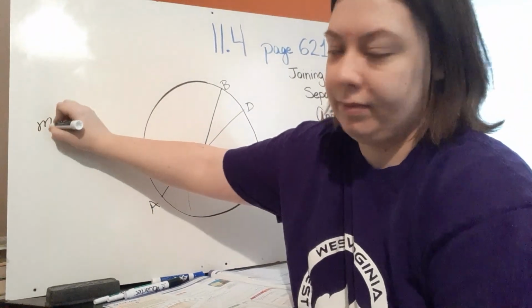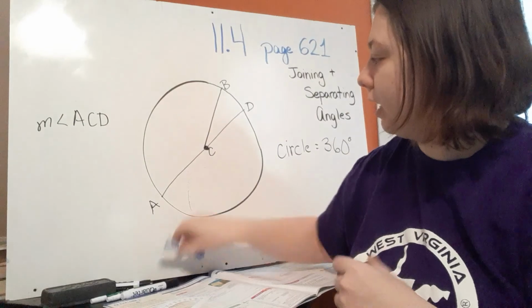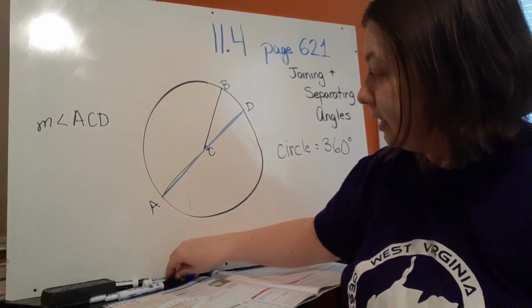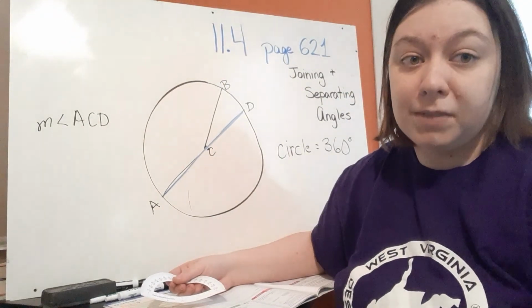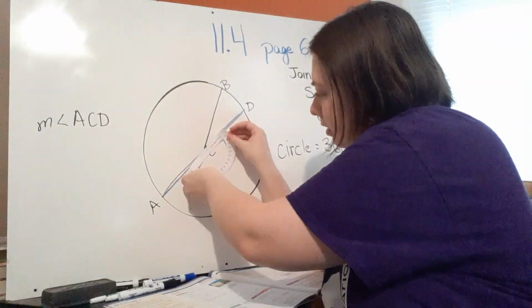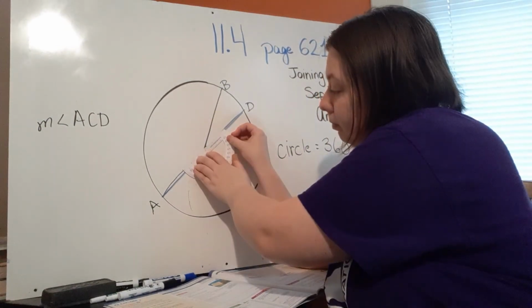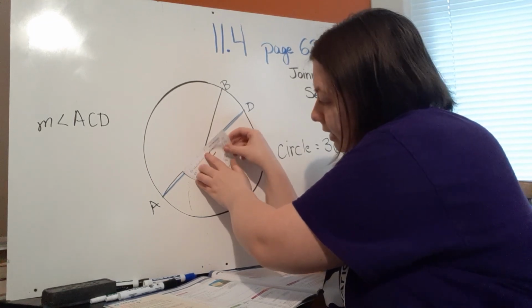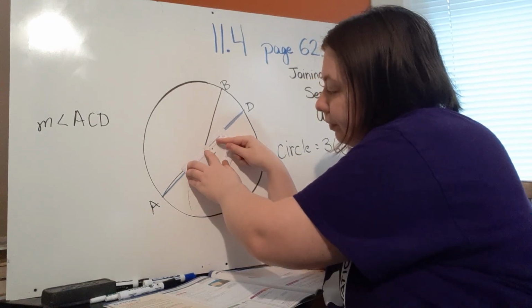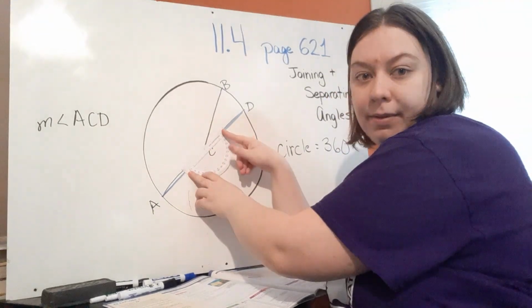ACD. Measure of angle ACD. So again, I'm going to kind of show this one in blue. So my vertex is really C because that's my center point. And what you can see is I'm lining up that hole against the vertex. And then I'm lining up ray AC. But notice it goes the whole way.